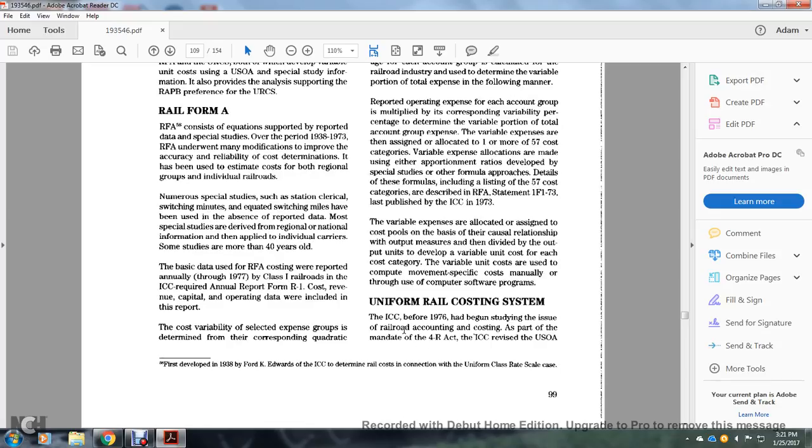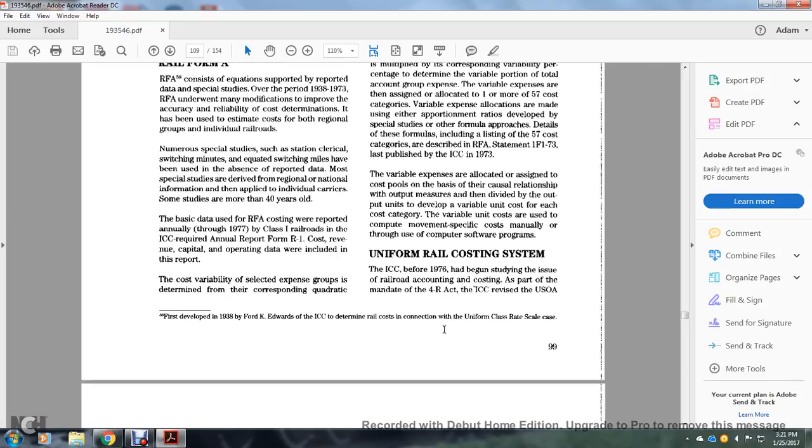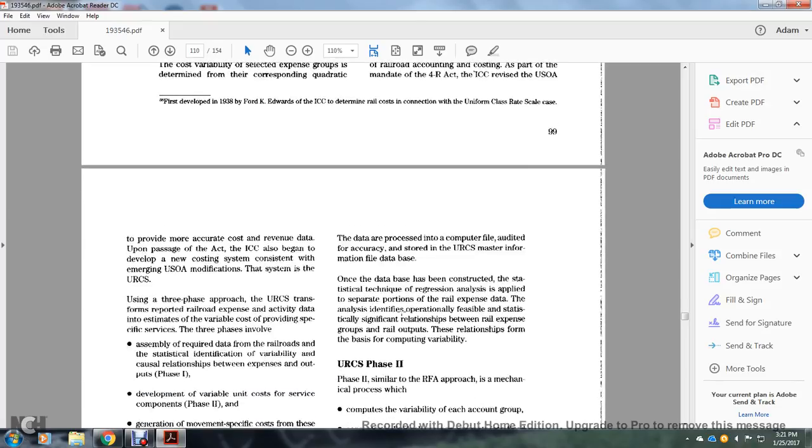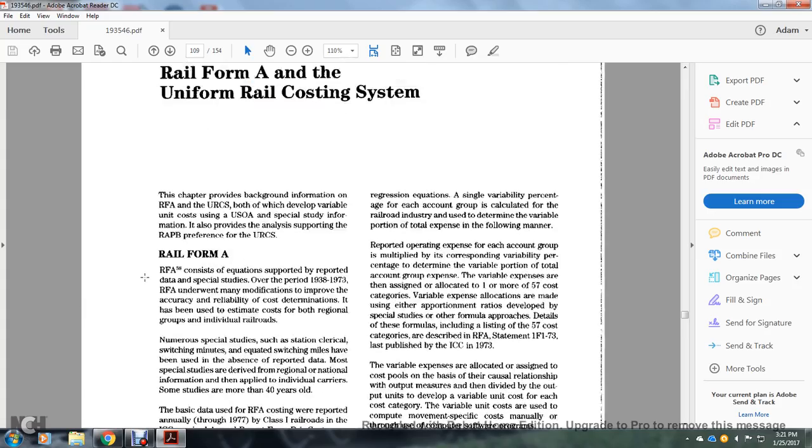Uniform Rail Costing System. The Interstate Commerce Commission, before 1976, had begun studying the issue of railroad accounting for cost as part of the mandated 4R Act. The Commission revised the USOA to provide more accurate cost and revenue data. Upon passage of the Act, the Commission also began to develop a new costing system consistent with the emerging USOA modification, the Uniform Rail Costing System.